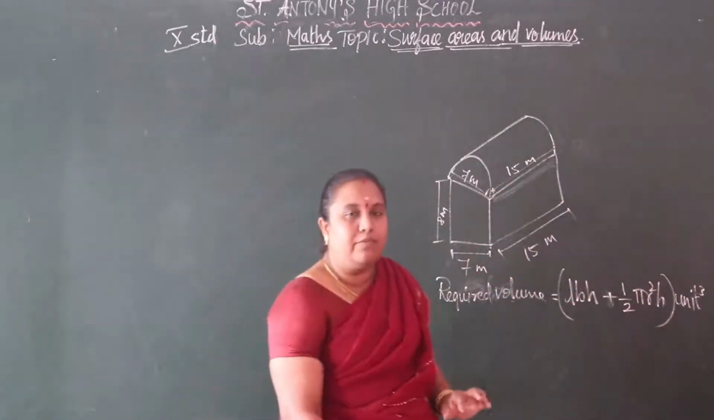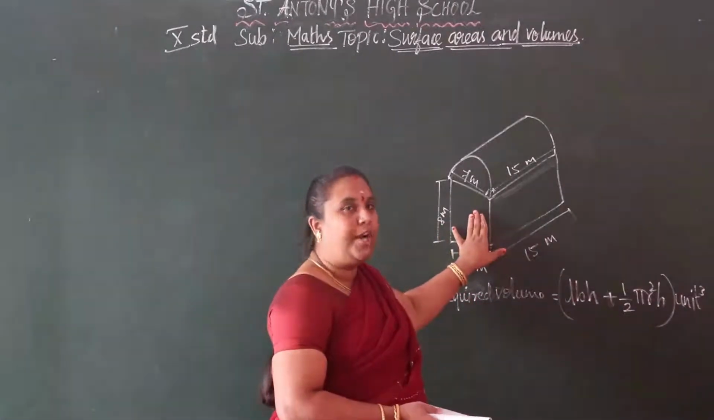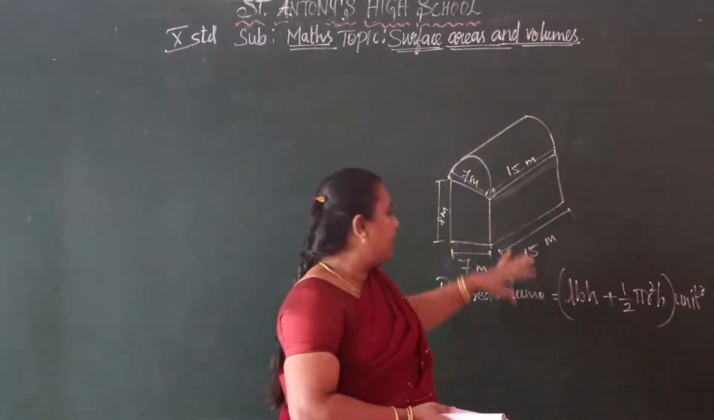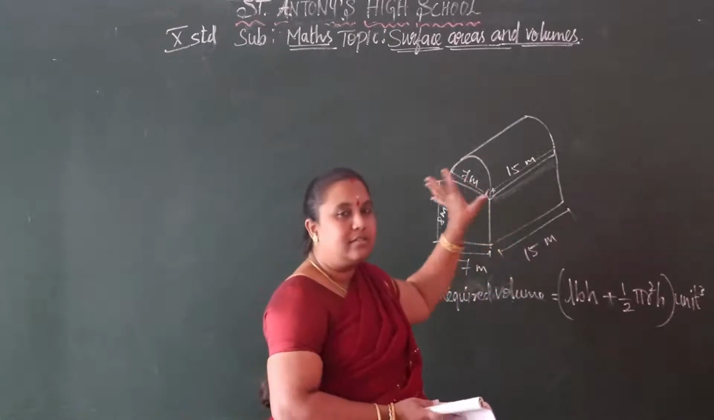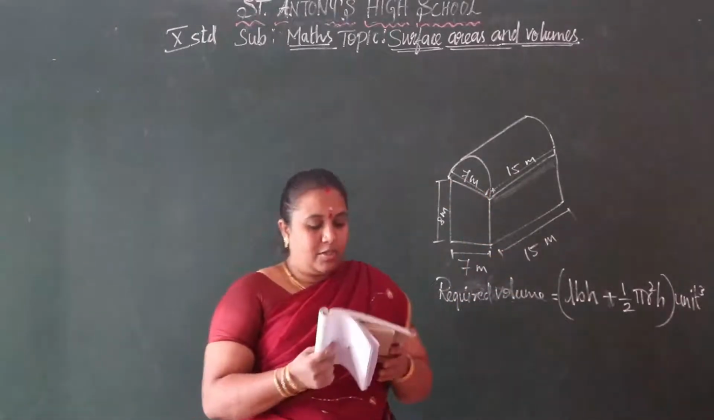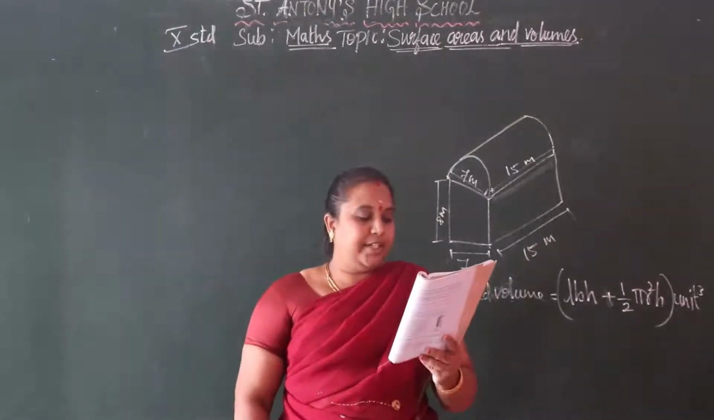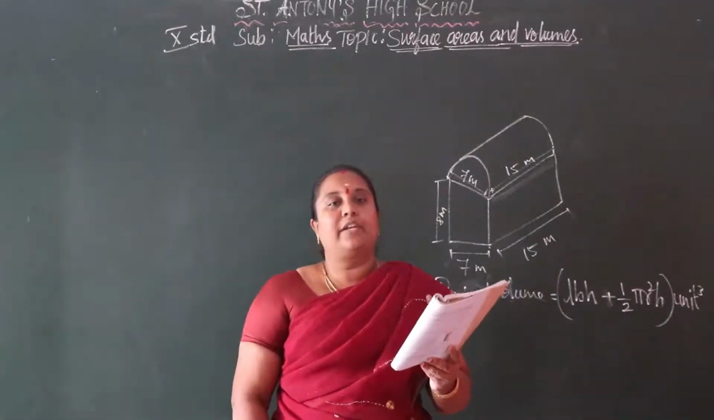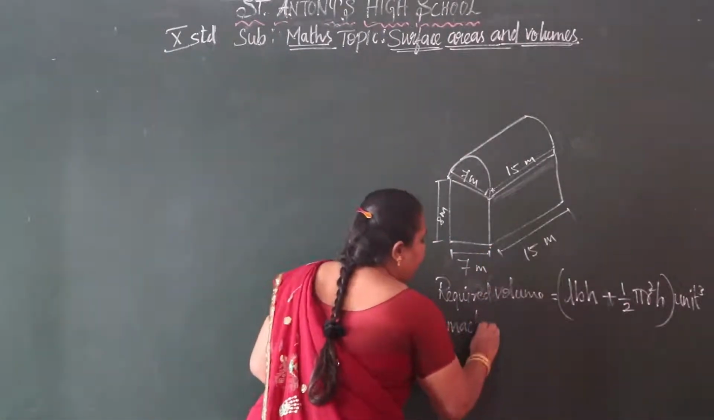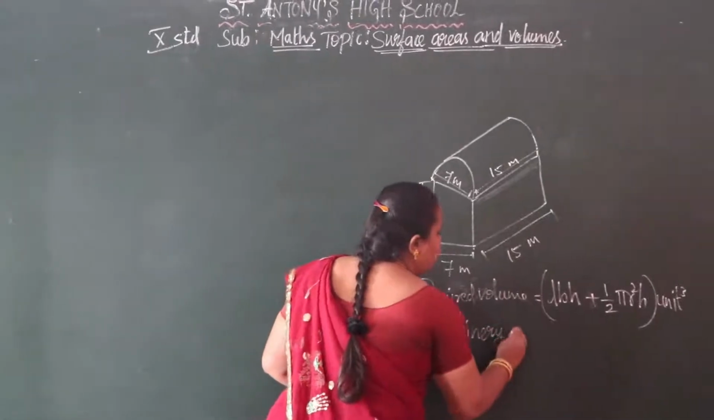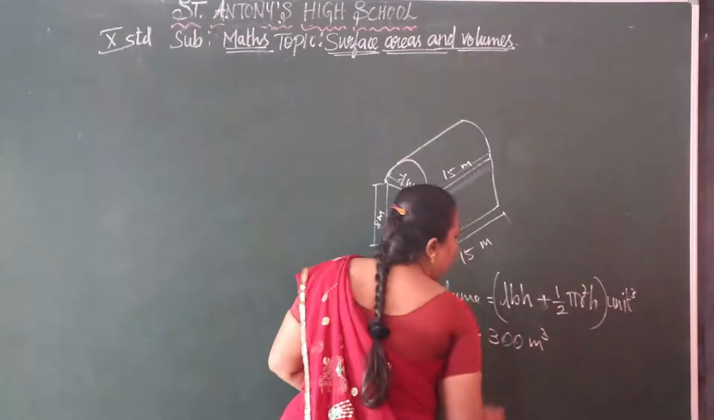First question, we want to find this much: volume of cuboid plus volume of half cylinder. We get the total volume, the air that occupies this shed. Then what is given? Further, suppose the machinery in the shed occupies a total space of 300 meter cube.